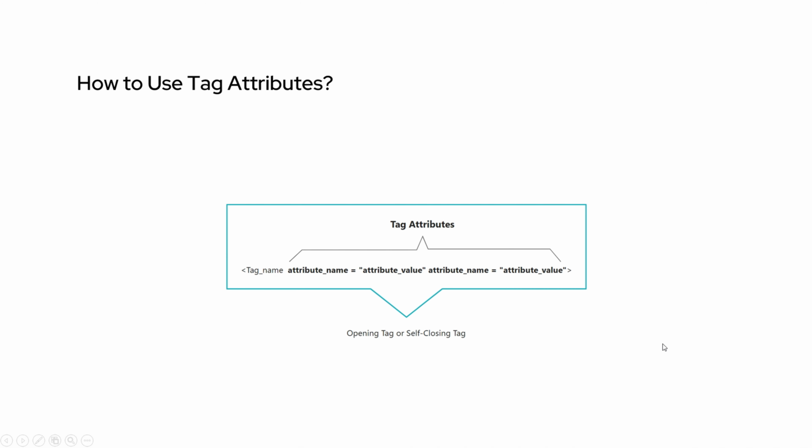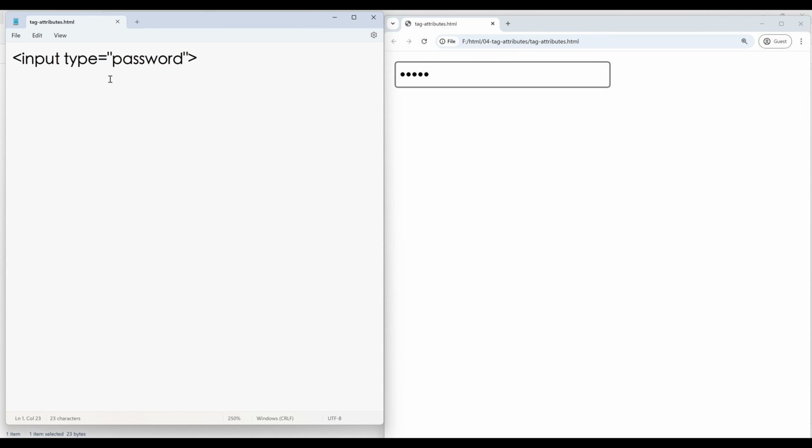Next, let me tell you something interesting. Among the many attributes, there are a few rare and peculiar ones. Why are they considered peculiar? Because they have no attribute name, only an attribute value. Let me introduce one to you. For example, in the input tag, if you write disabled and reload the browser, you'll find that the input box is present, but you cannot type in it.